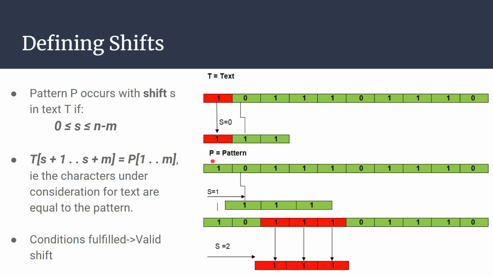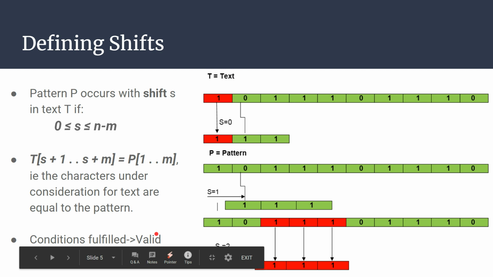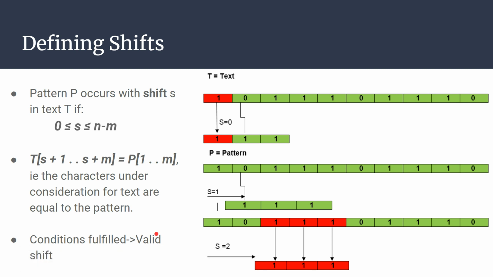We also need to make sure that for a valid shift, the part of the text under consideration, defined by s plus 1 to s plus m, is equal to the actual pattern that we have. If it is, then the conditions of our shift are fulfilled and we call this a valid shift.